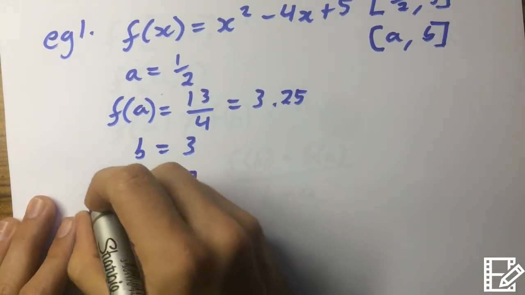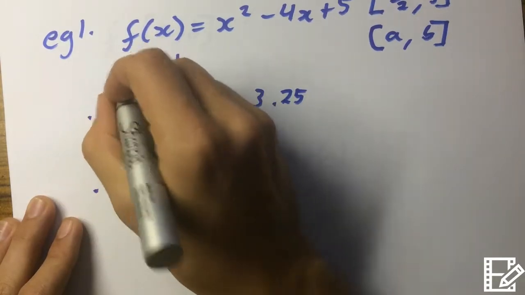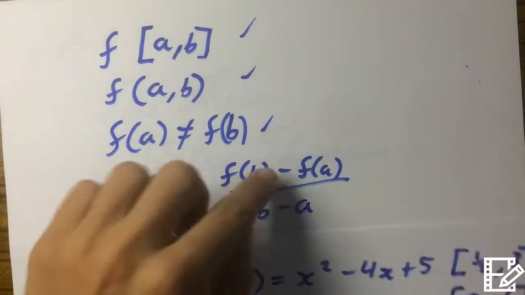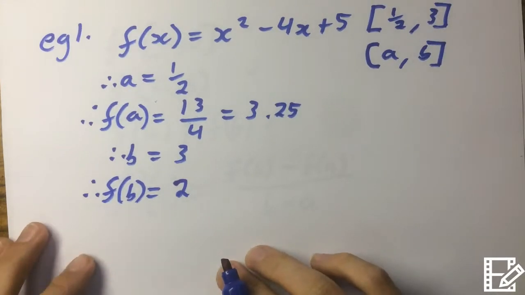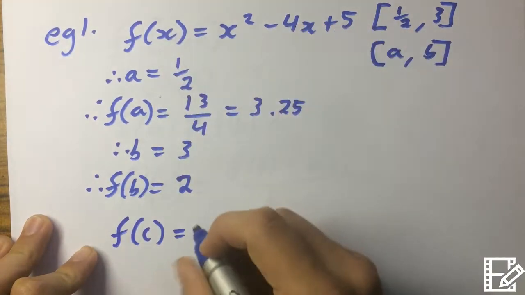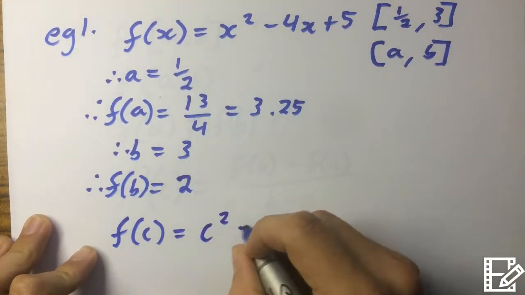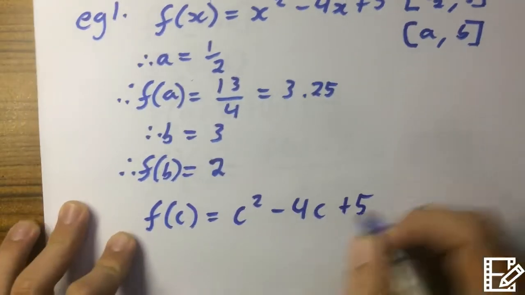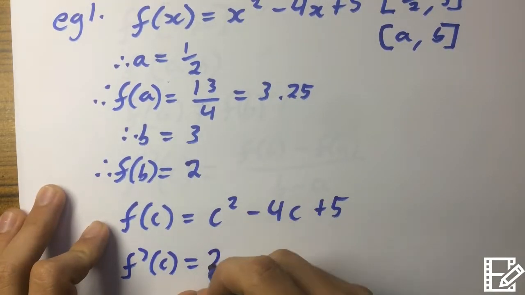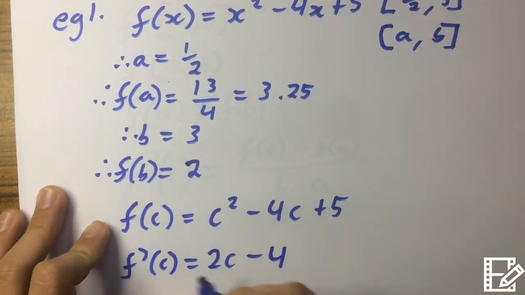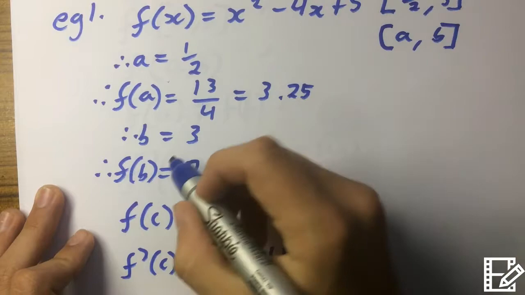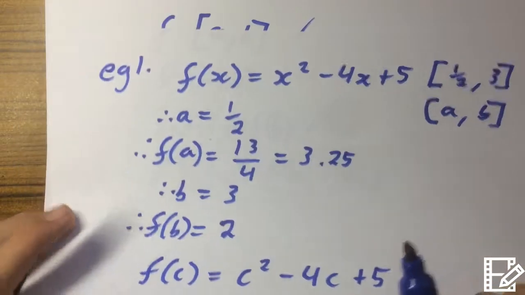Now we have all these values, so we've got all we need to put together this side of the equation. Now we need the derivative of c. How do we get that? Well, for the function of c, we just replace all the x's with c's. So we end up getting c squared minus 4c plus 5. We derive that to get the derivative of the function of c with respect to c, and that's 2c minus 4. So then we have the derivative of the function with c, and we have all of our a, b, function of a, function of b values.